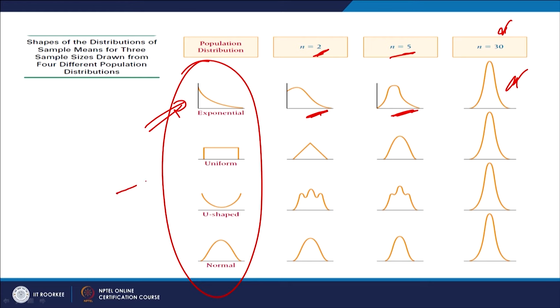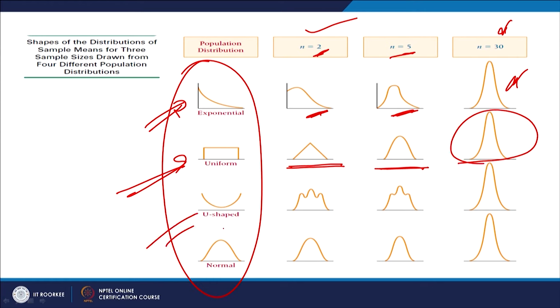Let us say the initial population distribution is a uniform distribution. If you take 2 units and draw a sample distribution, then it would be like this, a triangular shape. When you increase the sample size, this becomes normal, isn't it, when n is equal to 30.